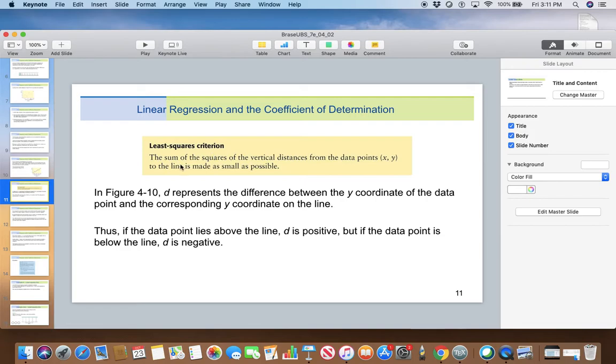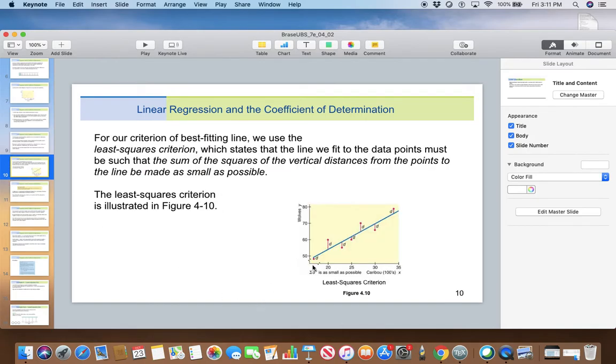Least squares criterion: the sum of the squares of the vertical distances from the data points (x, y) to the line is made as small as possible. If D represents the difference between the y coordinate of the data point and the corresponding y coordinate on the line, that's what these D's are. You see, that point corresponds to 20, and so does the point on that line. So the x coordinate is the same; it is the y coordinate which determines the change in height. So what is D? It is the difference in the y coordinates.